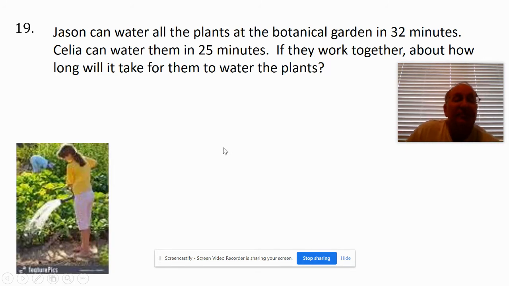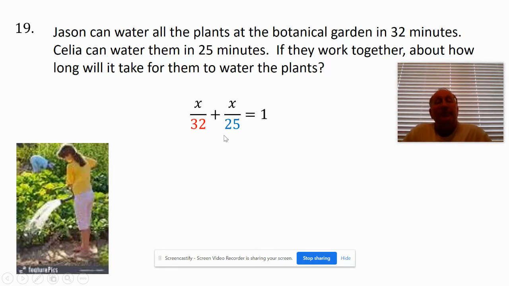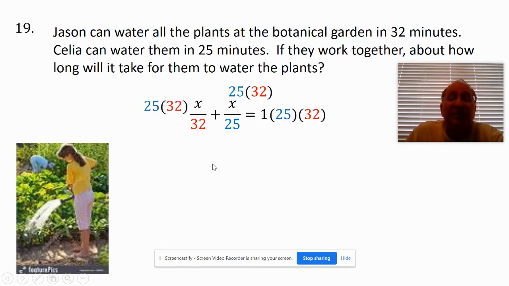So what we know is this, all right? One of them, Jason, can do it in 32 minutes. So I'm going to put X over 32 because X is going to be our time. And Celia can do it in 25 minutes, so we use X over 25, and together they're going to complete one task. So this is the part of the fraction of the time it takes him to do it and her to do it. So what I need is a common denominator.